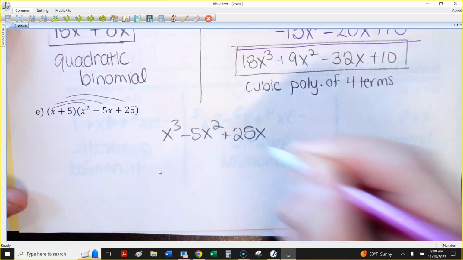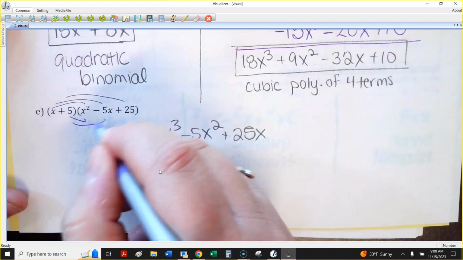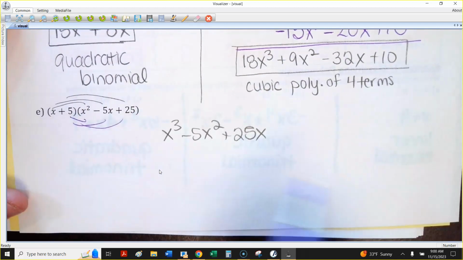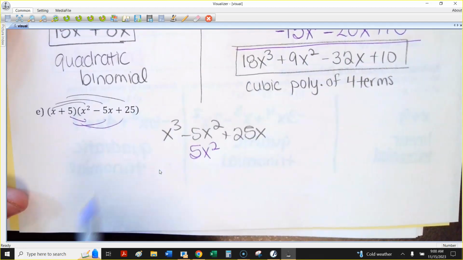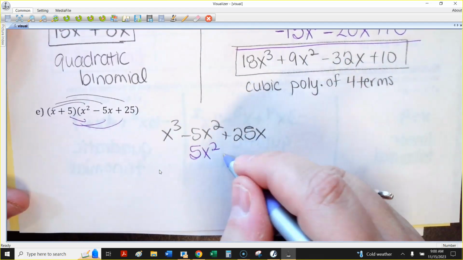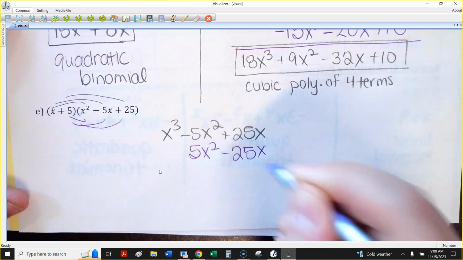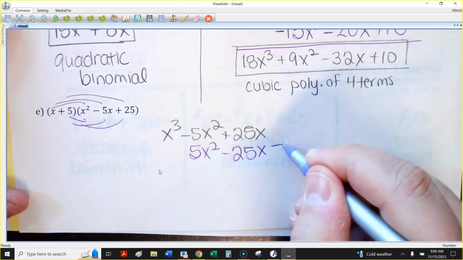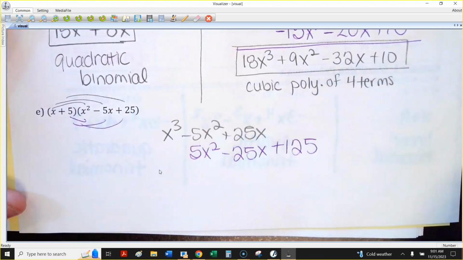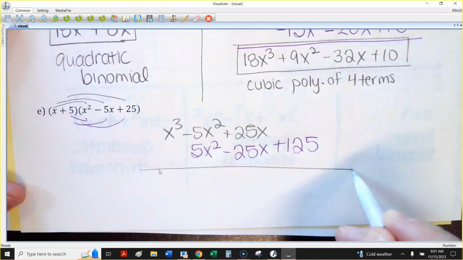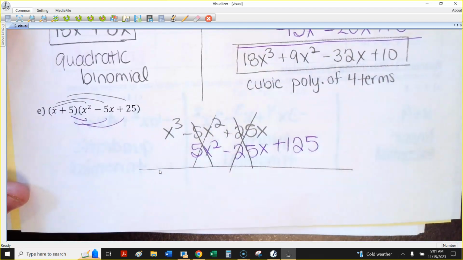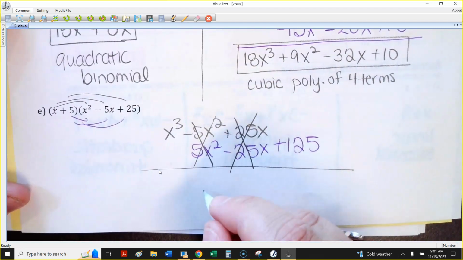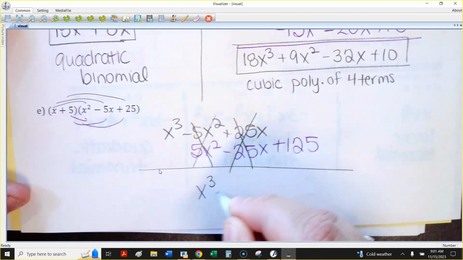And then if you liked what I did on that last one, I'm going to do that again. I'm just going to line these up. So if I do 5 times x squared, I get 5x squared. 5 times -5x is -25x. And 5 times 25, and you guys could grab your calculator for that if you don't know it off the top of your head, but that's 125. And the weird part here, the x squareds and the x's both cancel when you do that. So I'm just left with x cubed and the 125.